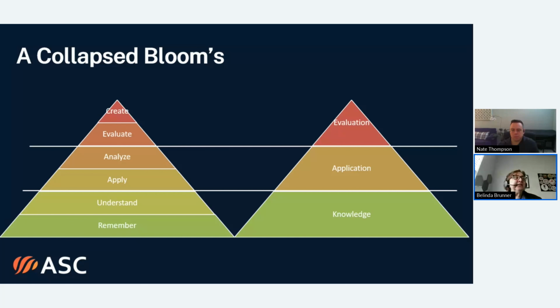I've typically seen them with knowledge, application, and evaluation, or the words might be different. It may be recall rather than knowledge. I've typically seen it collapse into a 3-level model where, since there are 6 components of the actual taxonomy, they're crosswalked into those 3 levels.